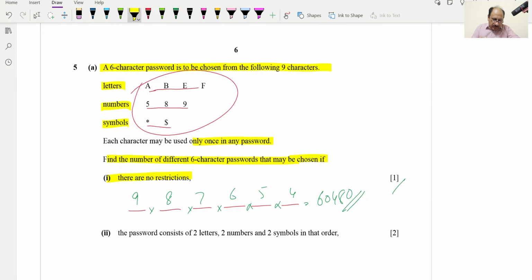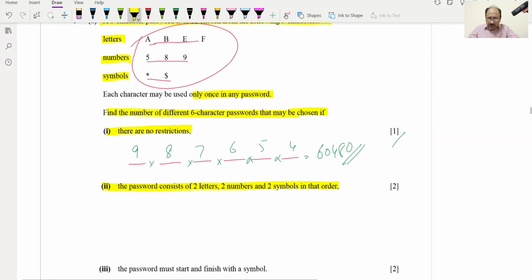And the second part: the password consists of 2 letters, 2 numbers, and 2 symbols in that order. So what options will we be having? We should have 2 letters, this is letter and letter, and 2 numbers, so this will be number and number, and symbol will be 1 and 2.